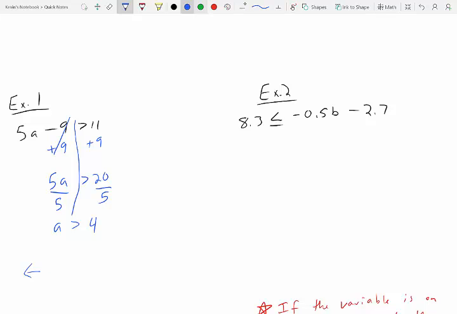And again, if I have to graph this now, 4 goes in the middle, 5, and then 3. It's an open circle because it's greater than, and I shade to the right.